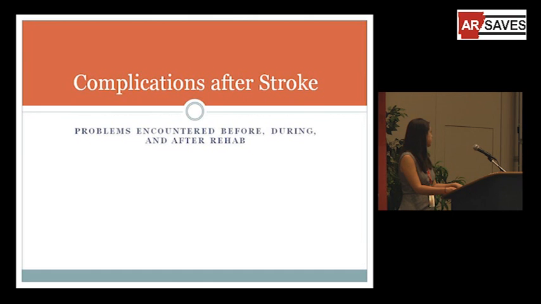And then complications after stroke. These are problems that can be encountered during acute hospitalization that can be prevented to make the rehab process easier. So this is really selfish on my part, to educate you guys on things to do early on and acutely to make my job easier. But these are also things that we run into in the rehab setting that can hinder patients' functional recovery in the future.